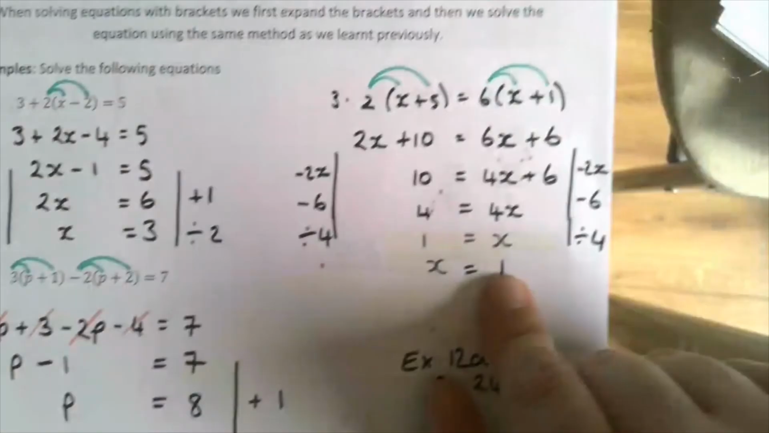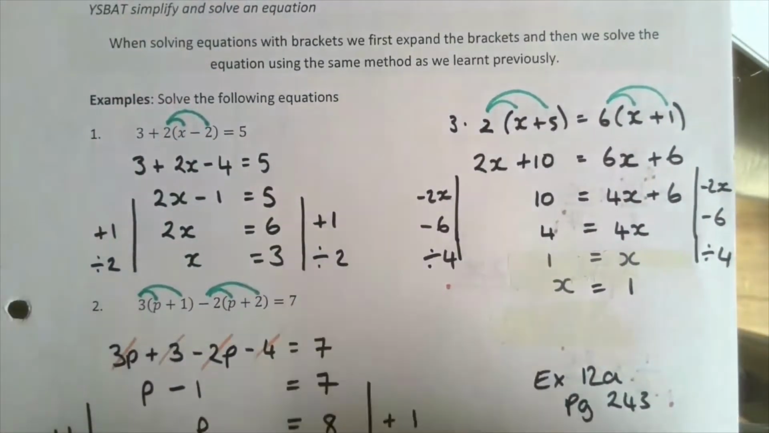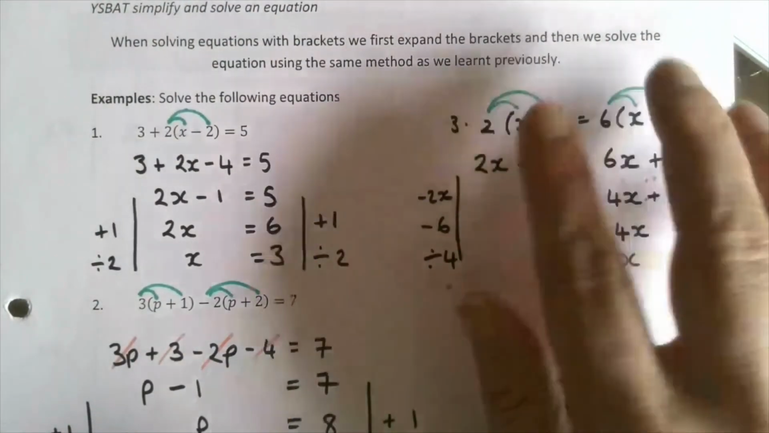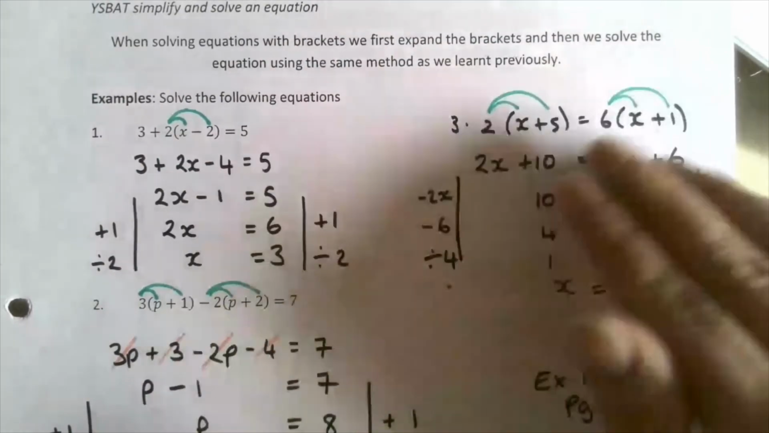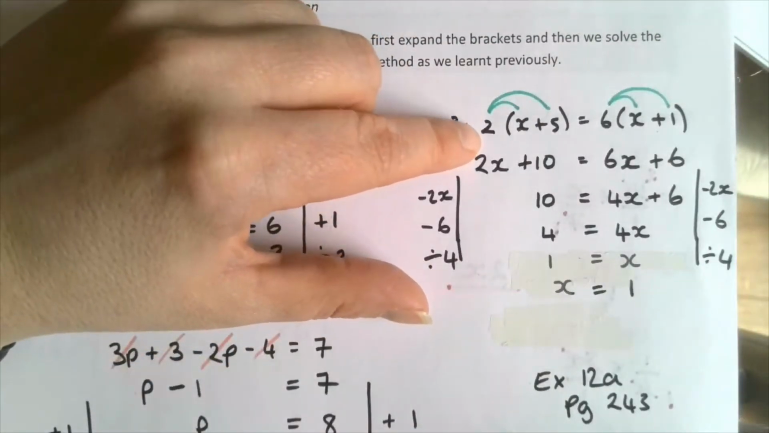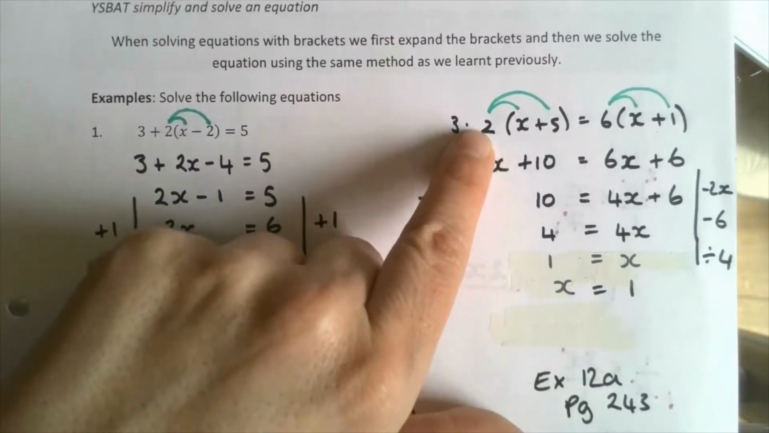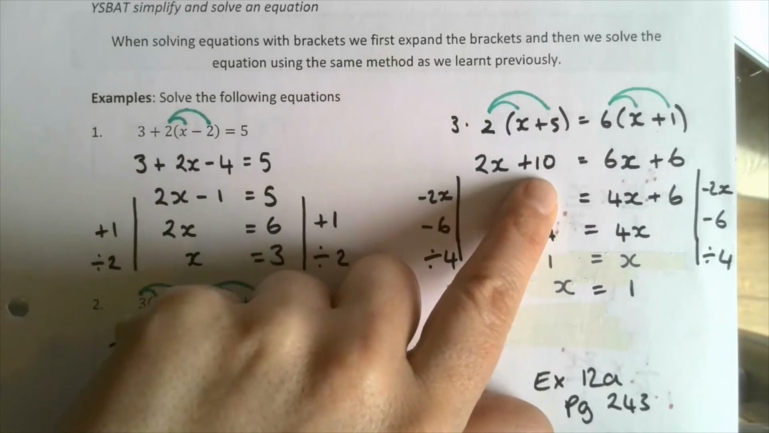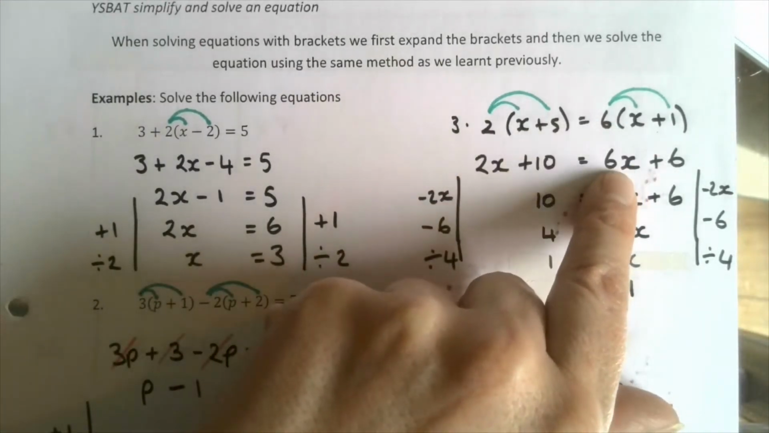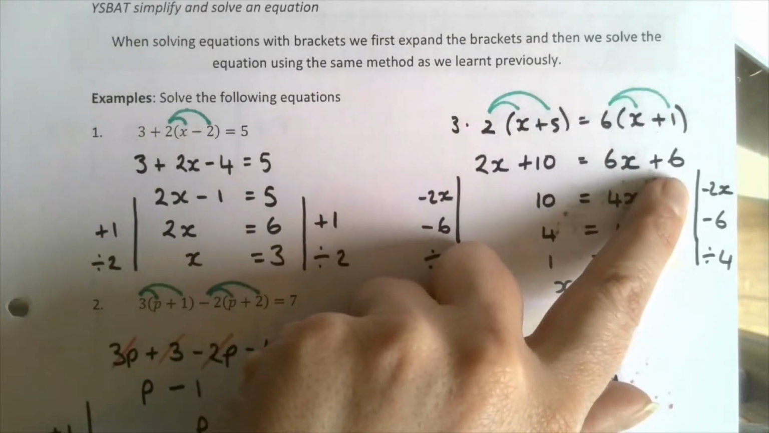Now we added in this extra example in our notes, so let's have a little look at it. So one's like this, where you've got two brackets and they're on opposite sides of the equal sign. Same as before, first step, multiply out your brackets. So 2 multiplied by x gives me 2x. 2 multiplied by 5 gives me 10, equals 6 multiplied by x gives me 6x. 6 multiplied by 1 gives me 6.